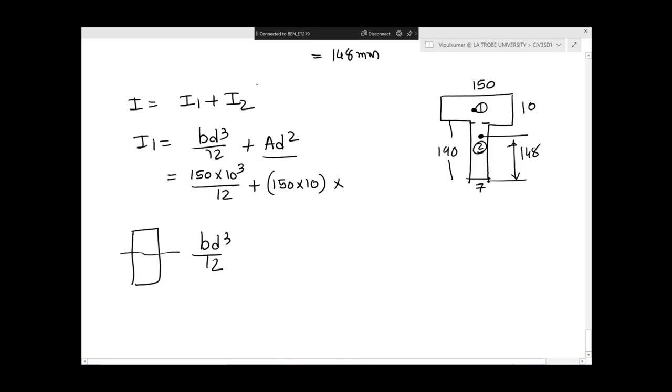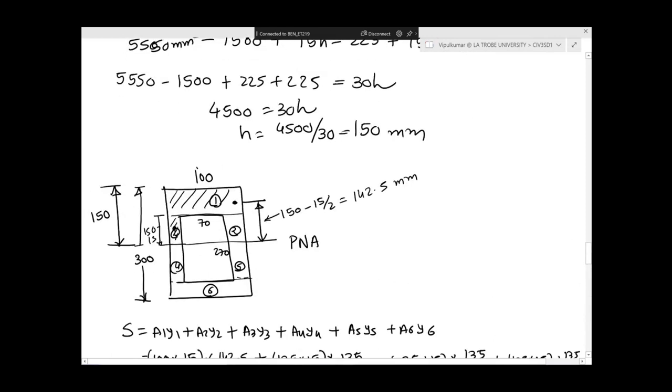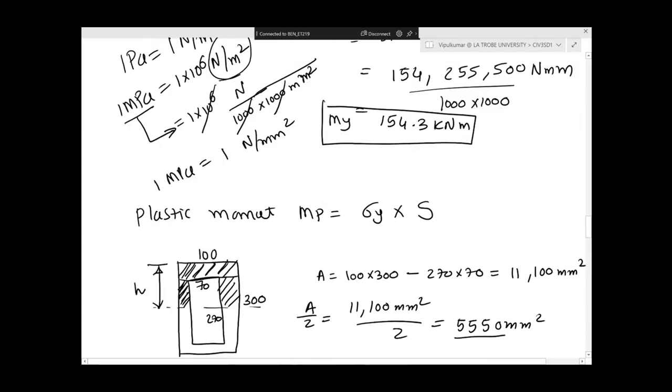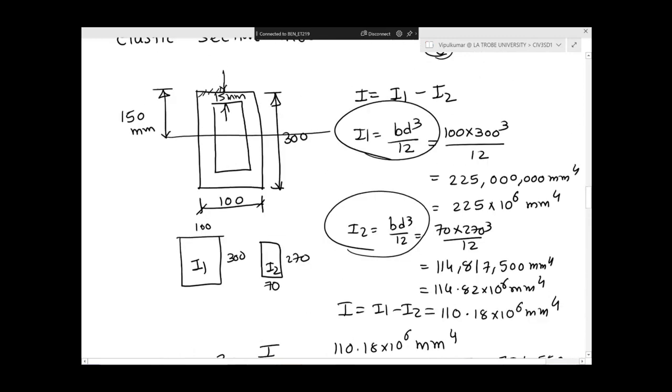Obvious question. Do you agree with me that in the last example there was no Ad squared? It's still there, because the centroid of the cross section and the centroid of the whole body are at the same point, so distance d is zero. I1 is equal to BD cubed over 12 plus Ad squared. This d is zero because this is the centroid of the whole body and this is the centroid of the cross section. So the distance d is zero there.